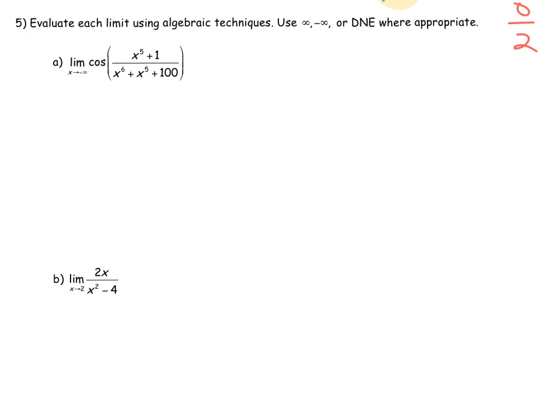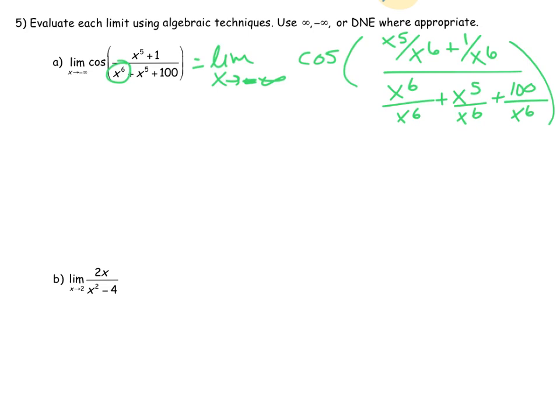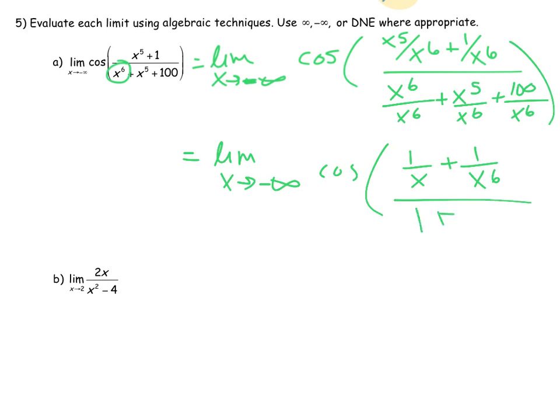So I want to take a look at letter A. We're taking the limit as x is approaching negative infinity. So I'm going to divide everything out by that x to the 6th term. So let's rewrite this. This is the limit as x approaches negative infinity, and we're dividing it all by that x to the 6th. All right, so I notice a bunch of stuff is going to happen here. We can start to simplify this. So we have the limit as x is approaching negative infinity for the cosine of this function. I'll have 1 over x plus 1 over x to the 6th all over 1 plus 1 over x plus 100 over x to the 6th.